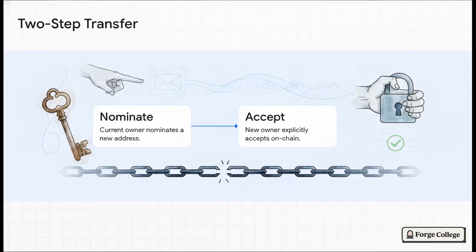The crucial solution here is the two-step transfer. In step 1, the nominative handoff, the current owner nominates a new address. Then, in step 2, explicit acceptance, the new owner must call an accept function from their own wallet to finalize it. Guys, this is the non-negotiable failsafe against that classic fat finger mistake of accidentally sending ownership to a random zero address. Always make the new boss actively accept the job on-chain.